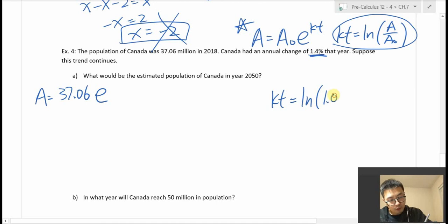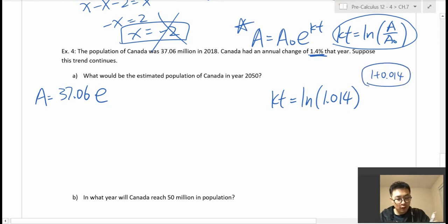be 1.014, right? Because it increased by 1.4%, so it should be 1 plus 0.014. That's the change. That's what happens when you divide the new population by the old population. It increased by 1.4%. That means when you divide the new by the old, you should get 1.014. So this is how you find k.